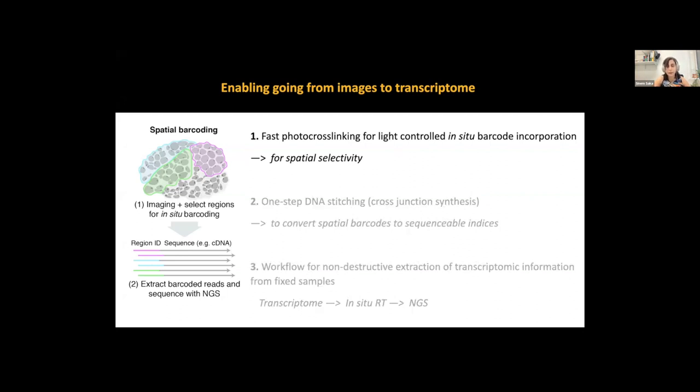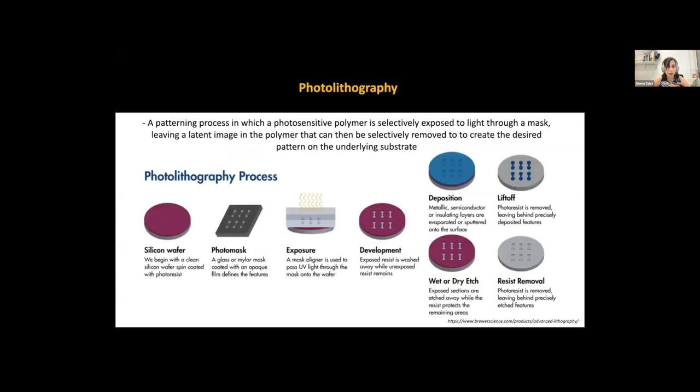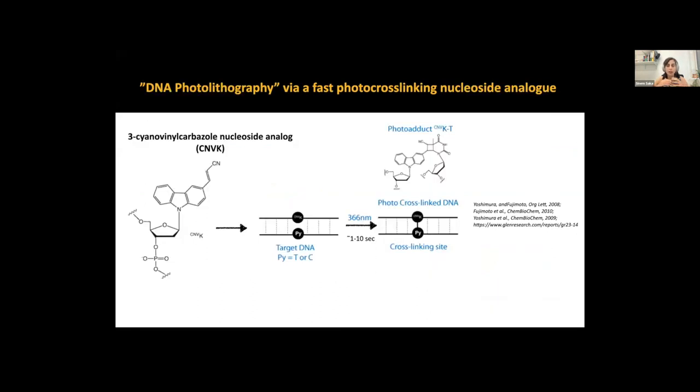So starting with the spatial selectivity, we are using a photolithography-inspired approach. Photolithography is a patterning process in which a photosensitive polymer is selectively exposed to light through a mask, and it creates the opportunity to create different patterns. We're not really using a real mask in this case, but we are using photomasks to expose certain areas to light, which is then used for a photo cross-linking chemistry.